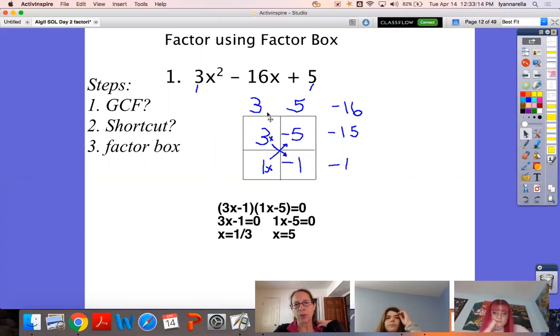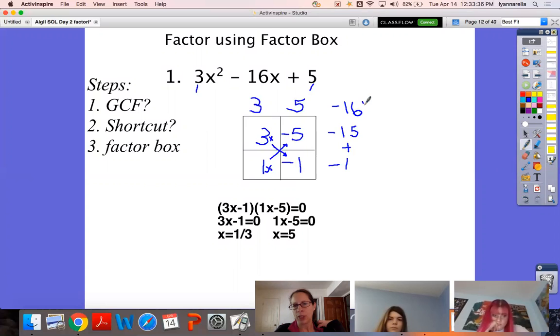So what are the multiples of 3? Well, 3 and 1. And the multiples of 5, I tried a positive 5 and a positive 1, but then I didn't get to negative 16, so I went back and I made both of these signs negative. Now check across. 3 times negative 5 is negative 15. 1 times negative 1 is negative 1. These two do add up to negative 16.